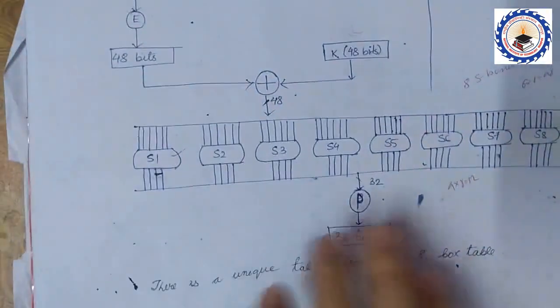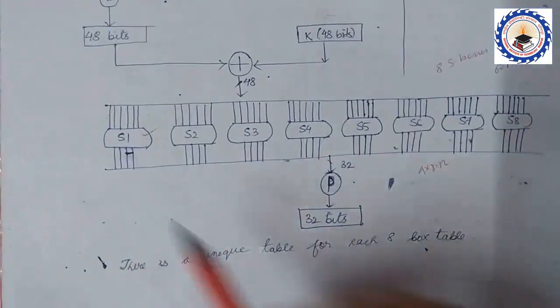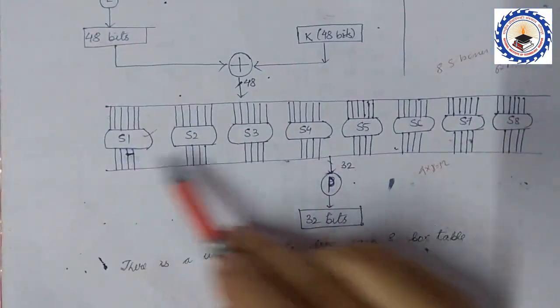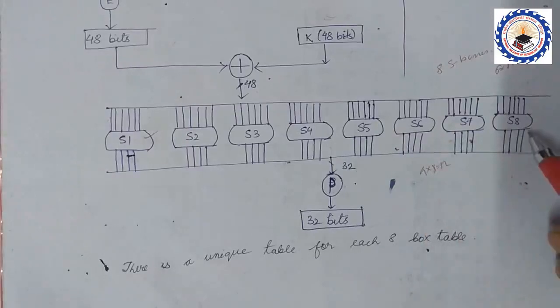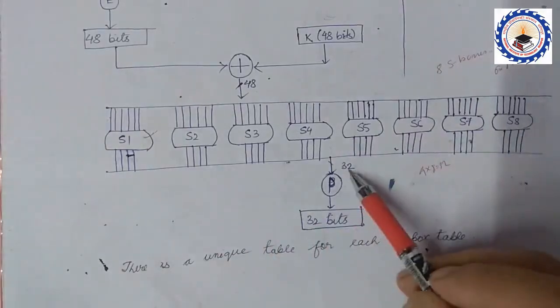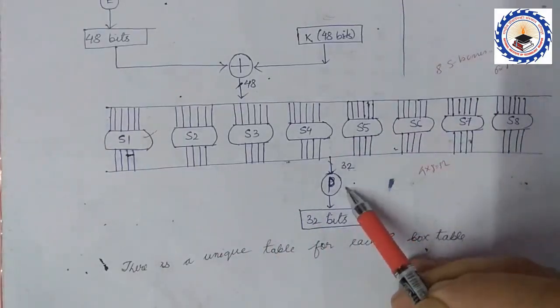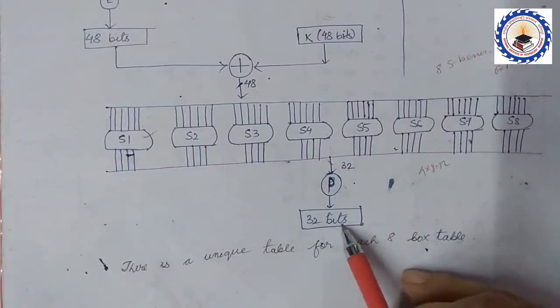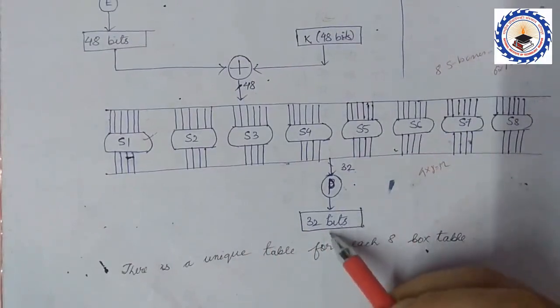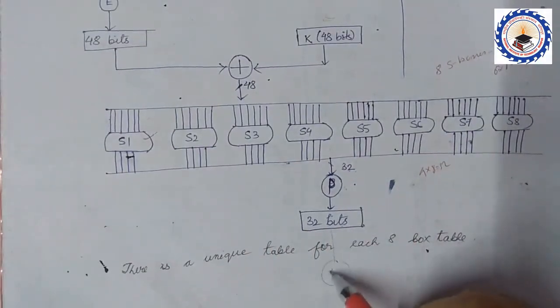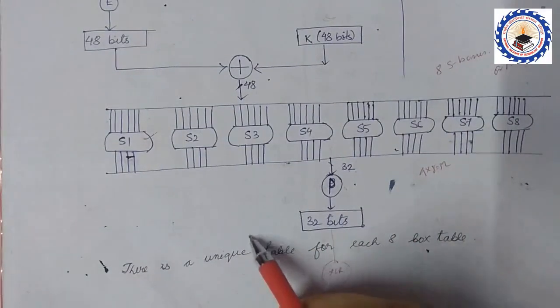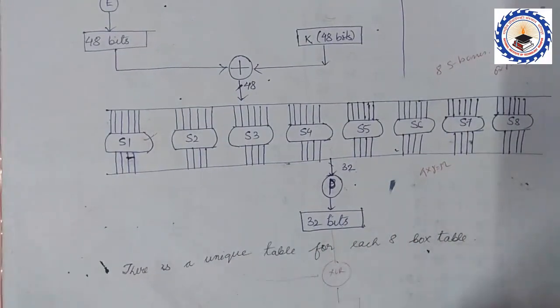So like this we generate these 4 bits for S1, S2, S3, S4, S5 and so on up to S8. Now we have these 32 bits. You go for permutation and then the output will be 32 bits. Then you perform the XOR operation again with the left-hand side, and then you fill the right-hand side here.